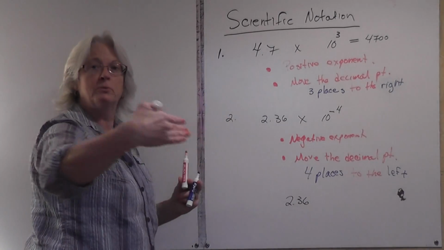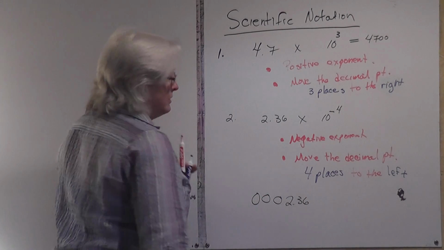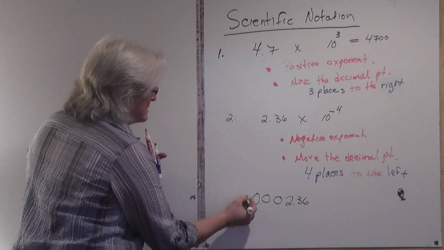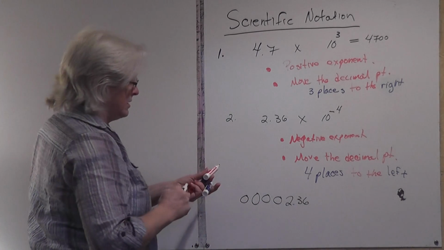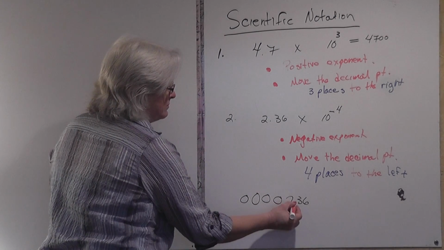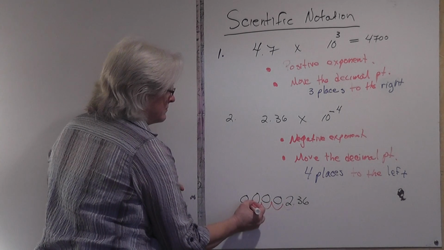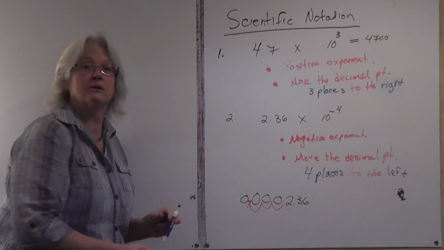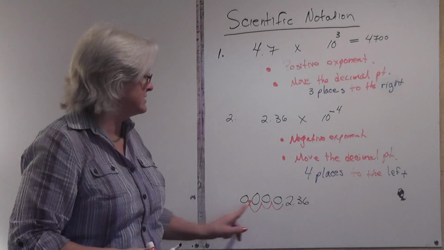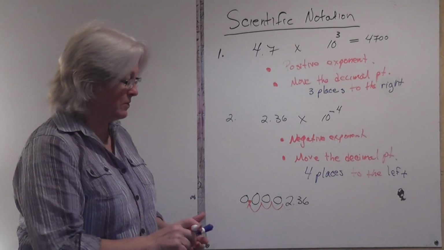2.36. Because we're moving our decimal point to the left, we're going to add zeros in front of the 2.36 so that we can move our decimal point as many places as necessary. We start here. 2.36, we're moving 1, 2, 3, 4 units to the left. 4 spaces to the left, 4 decimal places to the left, okay? This becomes the new location of our decimal point.